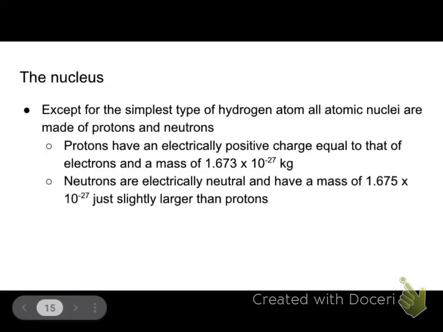Then we also have neutrons, which are electrically neutral. Neutrons don't have a charge, and they have a mass of 1.675 times 10 to the negative 27. So they are ever so slightly larger than a proton.